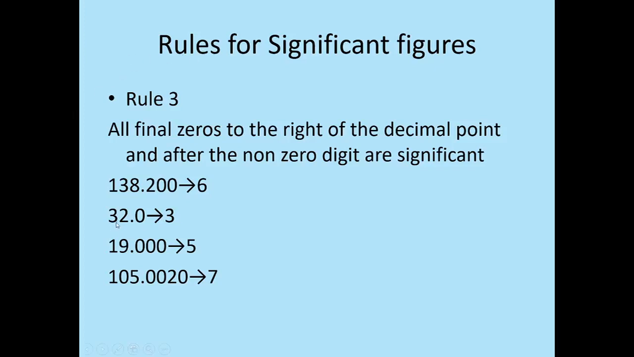So the number 32.0 has 3 significant figures. 19.000 has 5 significant figures. 105.0020 has 7 significant figures.